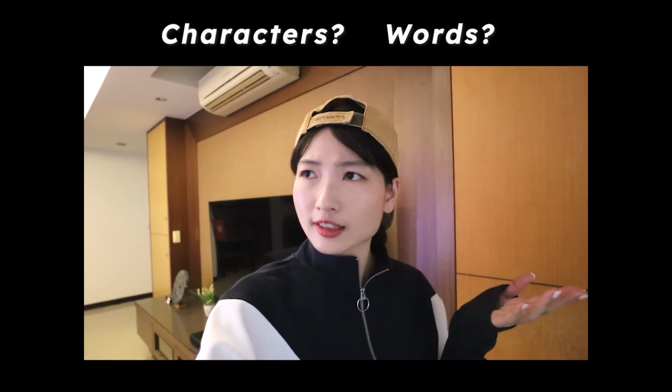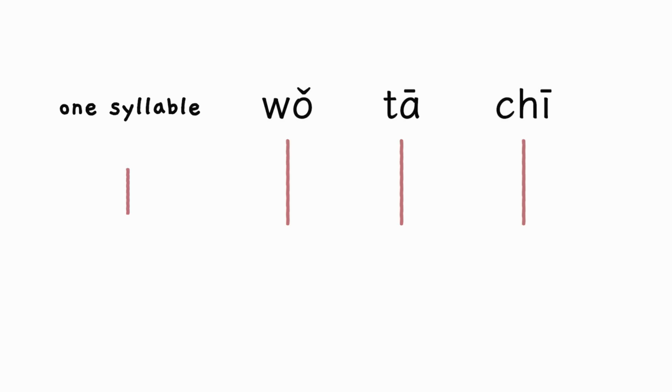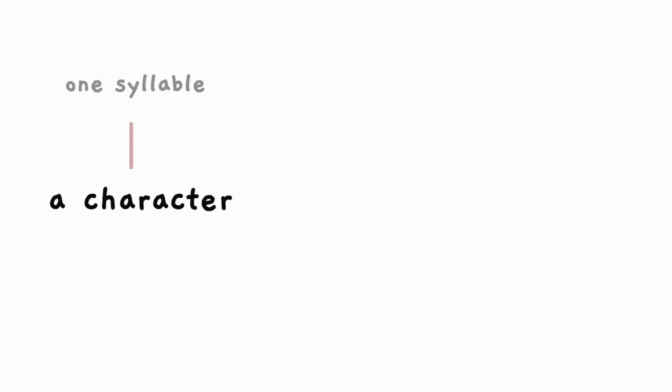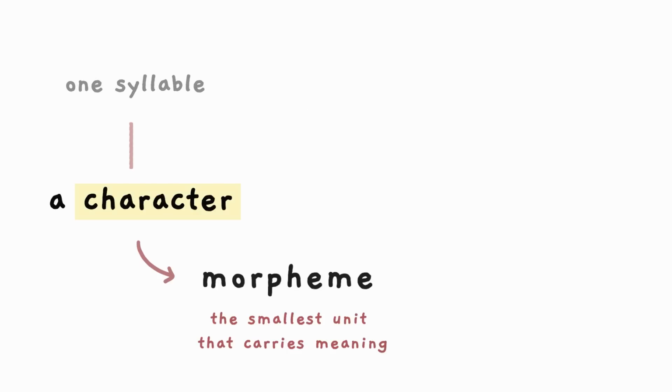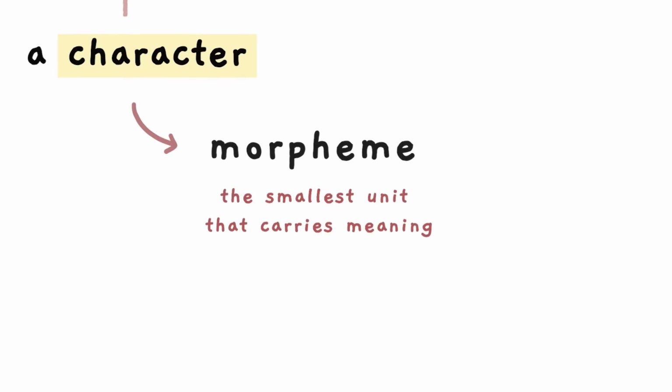So, what's the relationship between Chinese characters and words? That's a good question. As previously mentioned, in Chinese, syllables can individually correspond to Chinese characters, and a character is usually a morpheme, which is the smallest unit that carries meaning. Morphemes exist in every language. Like in English, unlikely has 3 morphemes: un, like, ly. All 3 of them are smallest units that carry meaning, so they are morphemes.